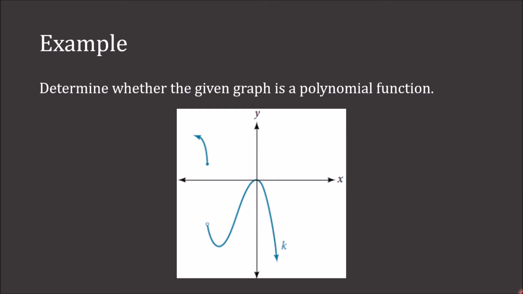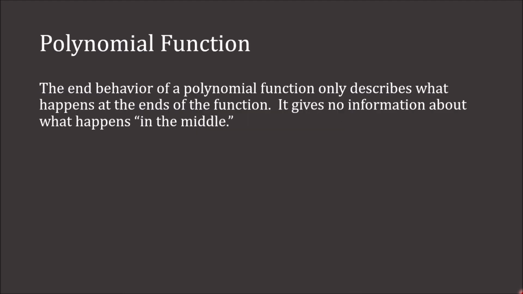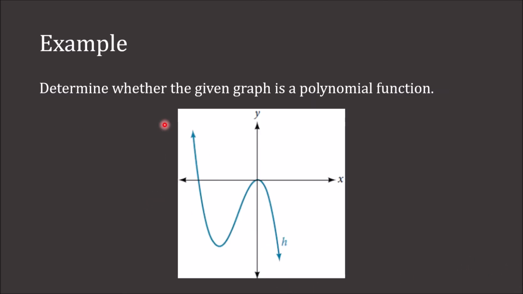We're laying the groundwork now for graphing polynomial functions. However, the end behavior only describes what's happening on the ends. It gives us no information about the middle of the function, right? If I look back here, the end behavior is only telling us how the function tends in either direction. It does not give us any information about this shape here. This is what we call the middle of the graph.